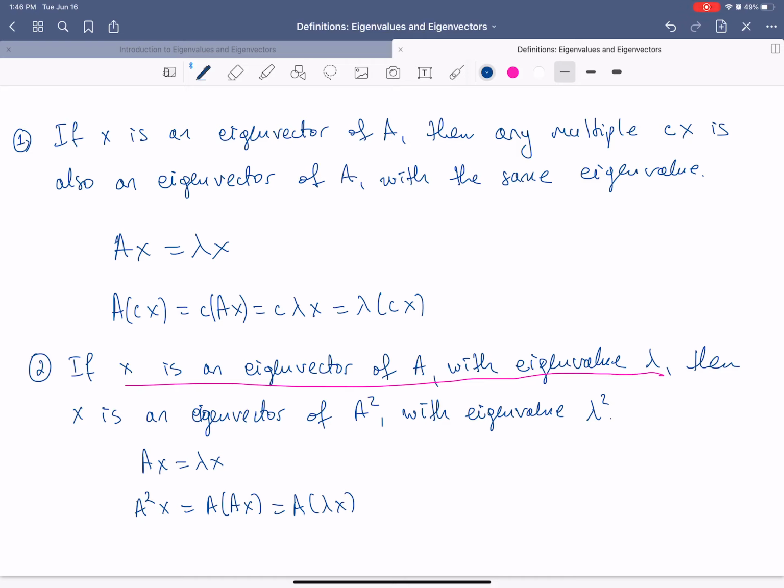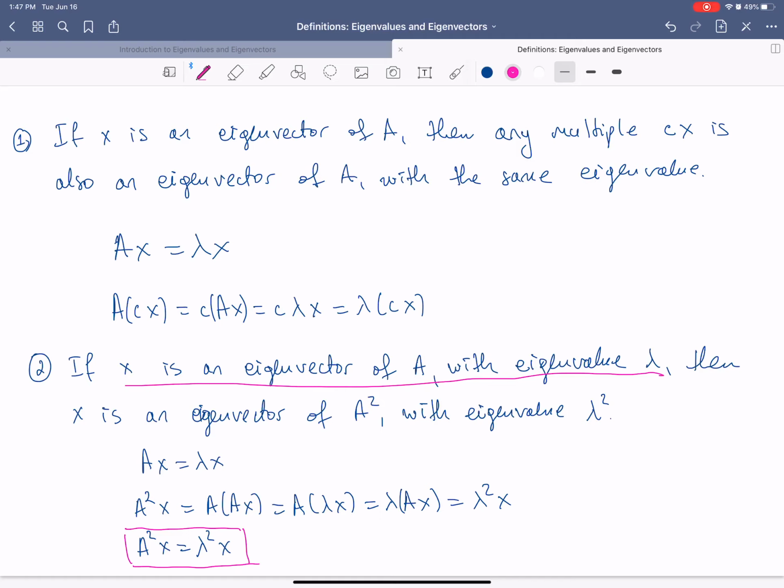Since lambda is a constant, it can be flushed to the left. So I have lambda Ax. And now my Ax is again lambda x. So actually I get lambda squared x. So this equation demonstrates we have A squared x equals lambda squared x. It demonstrates that A squared has the same eigenvectors as A, and the eigenvalues get squared. So the eigenvalues are not the same, but they are related.